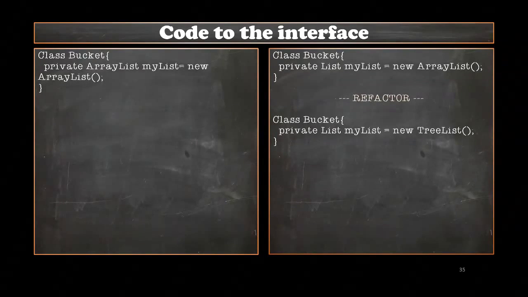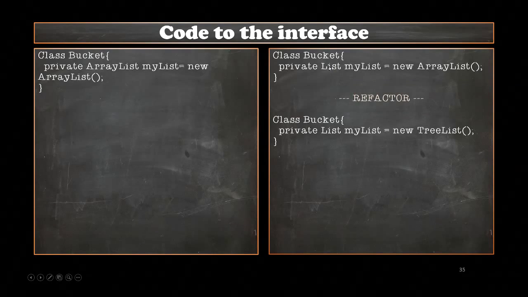However, what I'm getting at here is that when you have an interface, code to the interface. So for example, class Bucket on the left-hand side has a private ArrayList myList equals new ArrayList. That is not coding to the interface. You want to use an ArrayList, but let's treat it as a List. On the right-hand side, private List myList equals new ArrayList, but you'll notice we've declared it as a List here, not as an ArrayList.